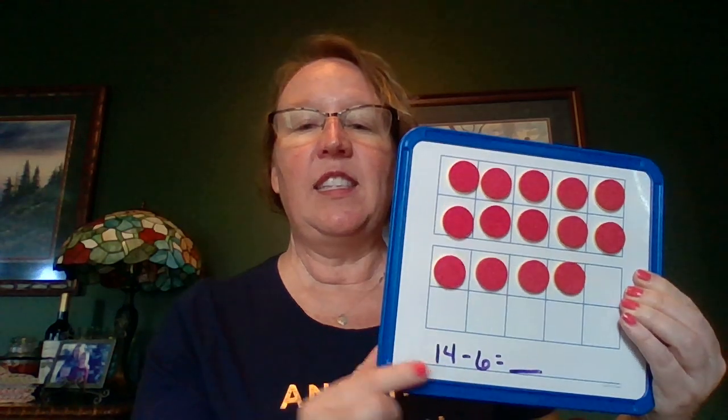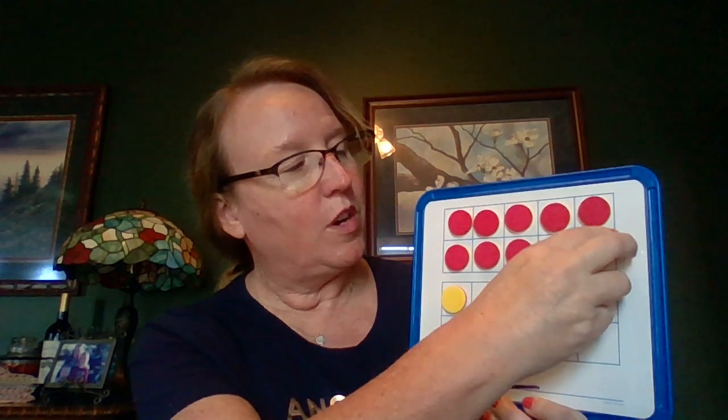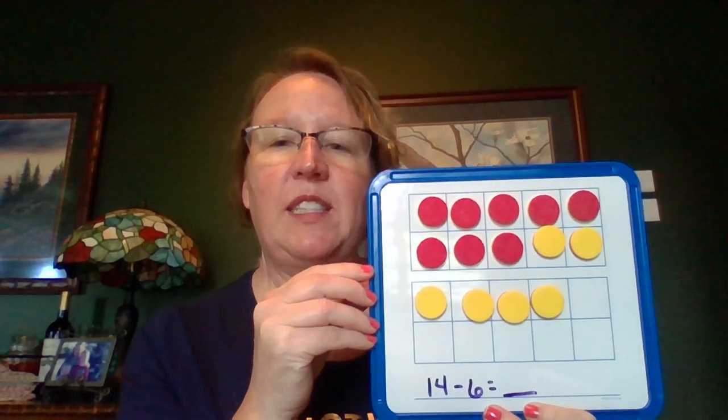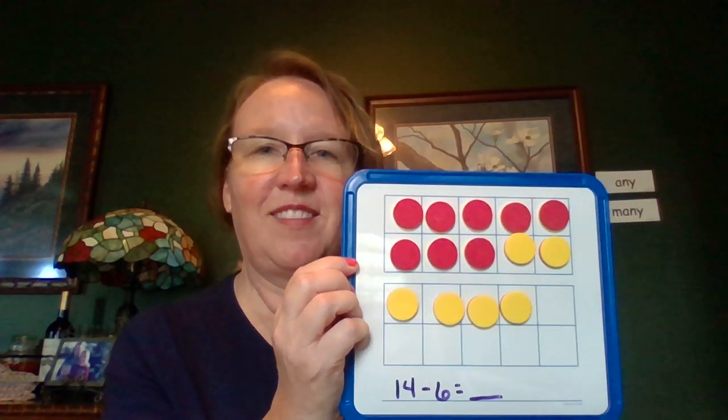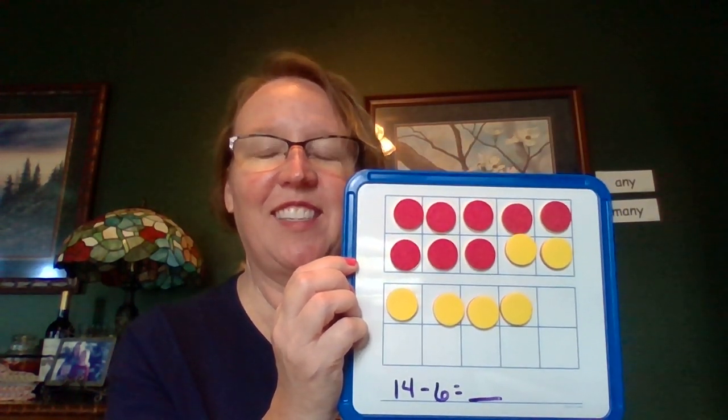But then it says he gives away 6. So if I'm going to make a 10, I'm going to look up here and I see my first 10 frame. And it says he gave away 6. Okay? So if I do that, 1, 2, 3, 4, 5, 6. If he gave away 6, how many does that leave up here? That leaves 8, doesn't it?